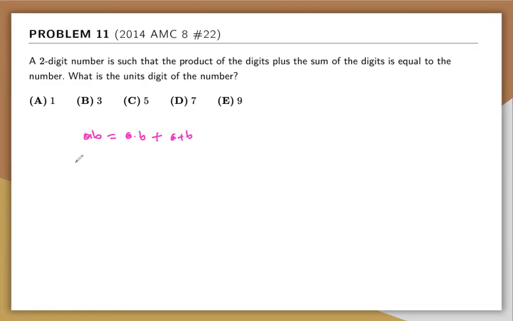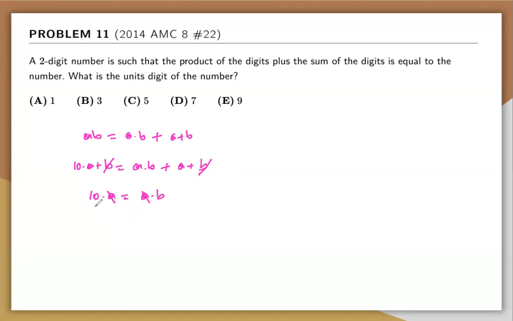So I will just write this as 10A plus B, because A is in the tens place, and that will equal A times B plus A plus B. Luckily, these nicely cancel each other. So 10A is equal to A times B. Since A and B are digits, A is not 0 because it's the tens digit of a two-digit number. B could be 0, but there's no choice for 0, so there's no concern either.